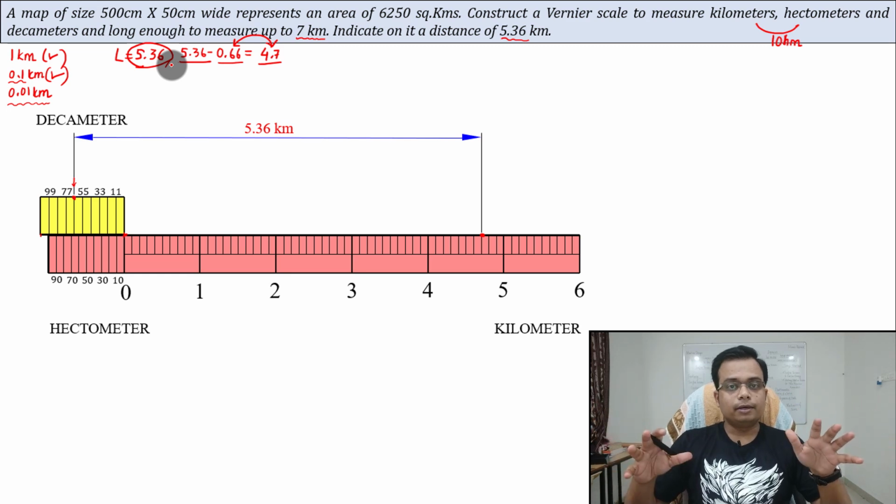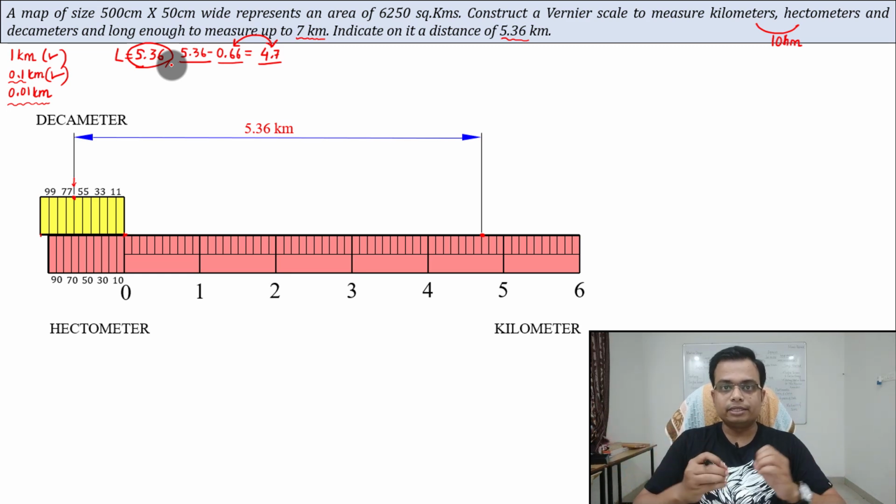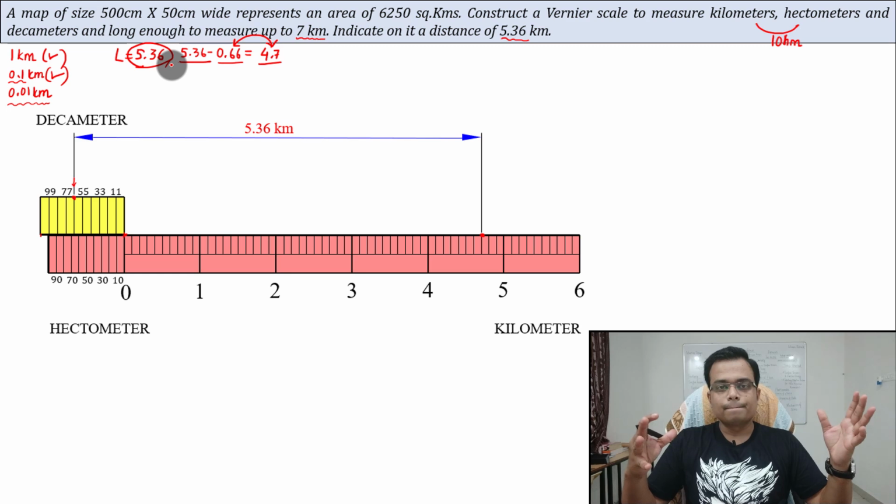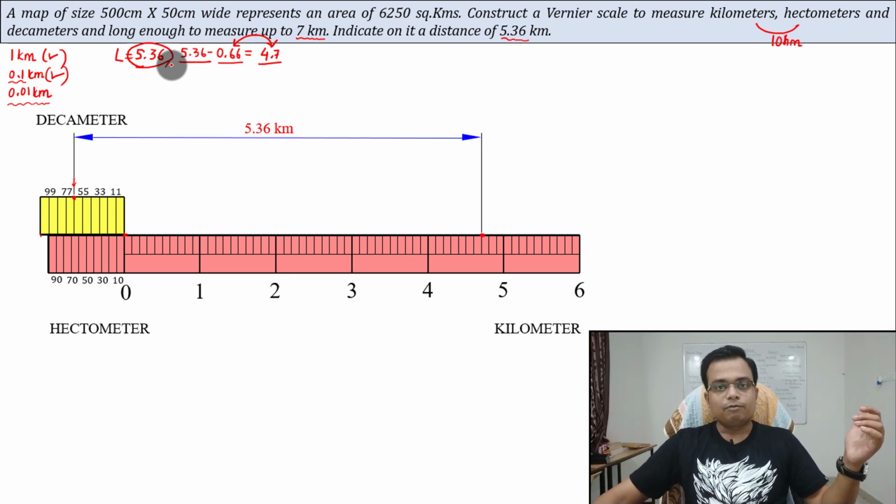So guys, after watching the entire concept and these 2 examples, I'm pretty much sure that you must have understood the concept behind drawing vernier scales, and you can also solve numerical problems from different books, maybe ND Bhatt or PS Gill.